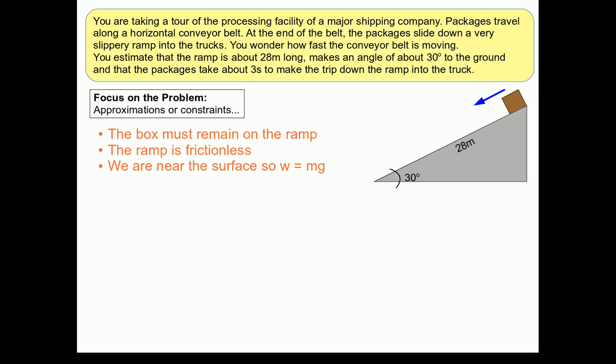The box, the ramp, all of this is near the surface of the Earth, so we can just treat the weight of the box as mg. We don't need the full GMm over r squared for this problem. That would be overkill.